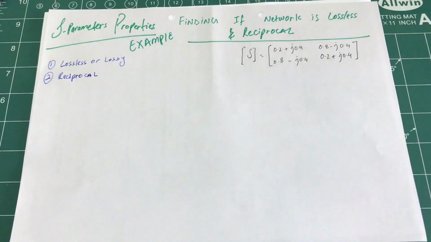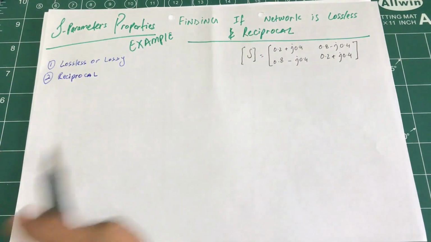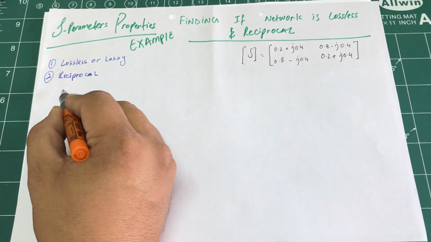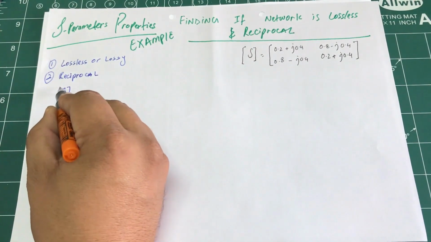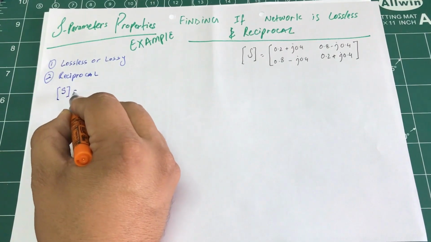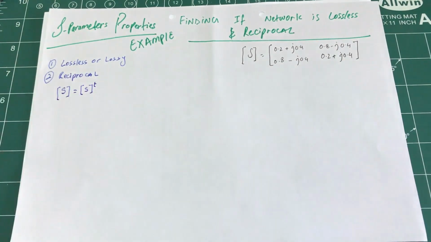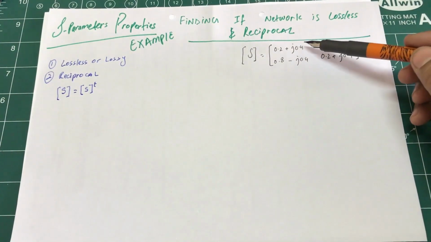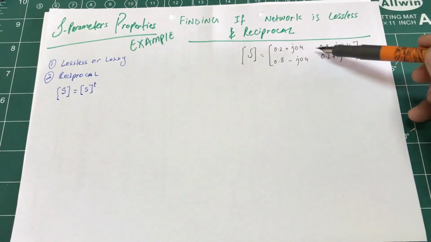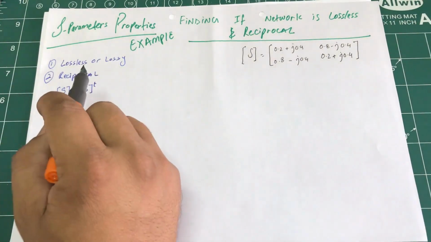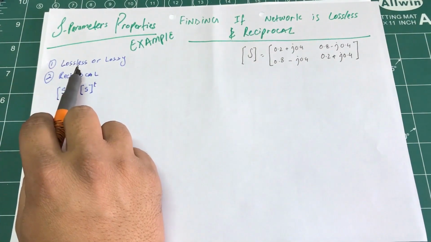So in order to check the reciprocity of my S parameters, the first thing I need to do is take the transpose of that. If the S parameter matrix is equal to its transpose, then I know that this is reciprocal. And since this is quite an easy example, you can actually see the main diagonal, they are quite similar, which means it is reciprocal.